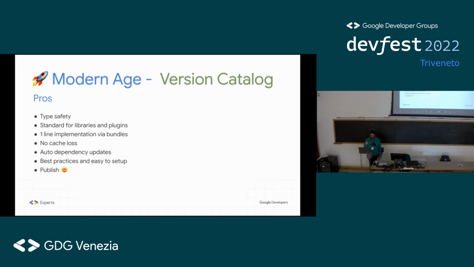what's behind. No cache loss because we have these included builds, composite builds, auto dependency updates. It's not supported yet by Android Studio to update that, but it's already supported by some projects on GitHub where you can integrate it in the CI pipeline to have some bot which updates your versions, and yeah, that's a really good thing and really convenient.